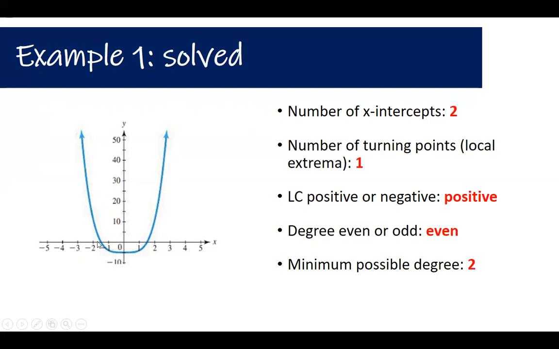So again, 2 intercepts right here, 1 turning point somewhere around here. We know that it's an even degree because the end behavior is the same in both directions. We know that it is a positive leading coefficient because it's going up in both directions. And that leads us to a minimum possible degree of 2.